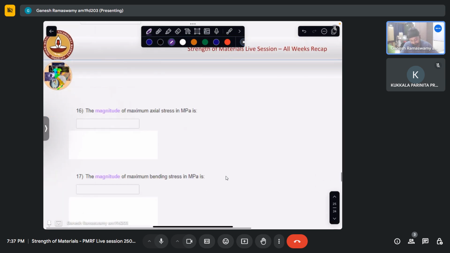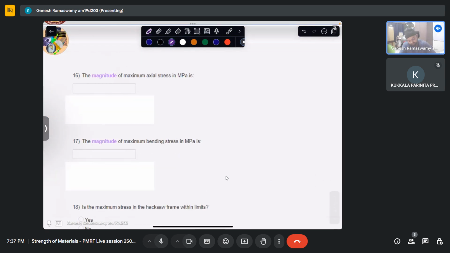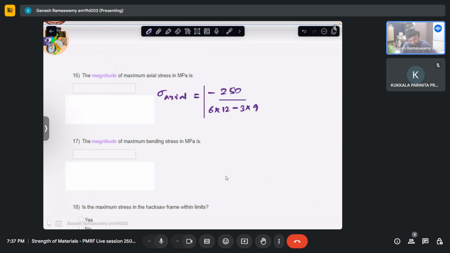The magnitude of the axial stress, sigma, is compression. Axial force is minus 250 by what is the area? It is 6 into 12 minus 3 into 9. And the question asks for its magnitude. This is my axial compression.